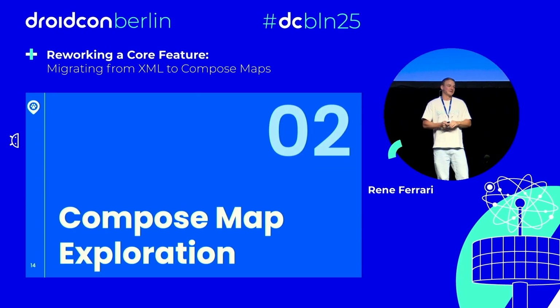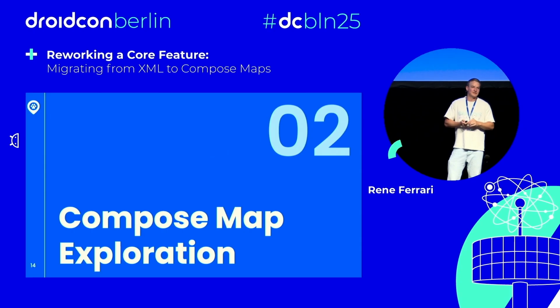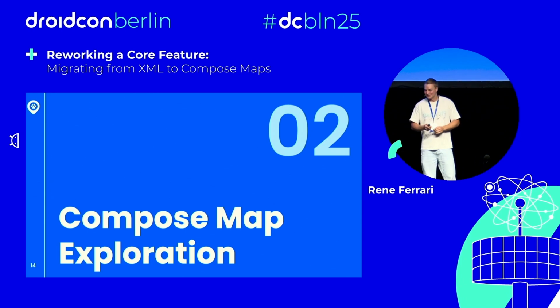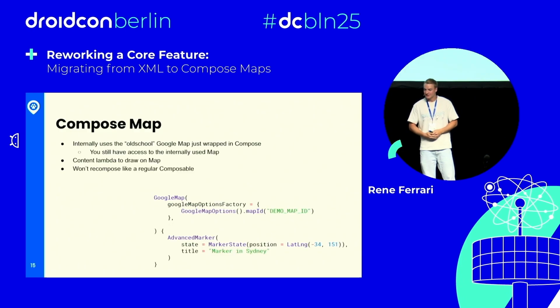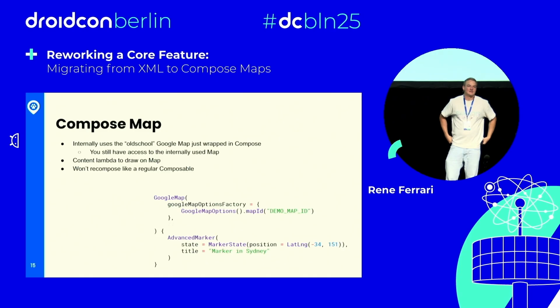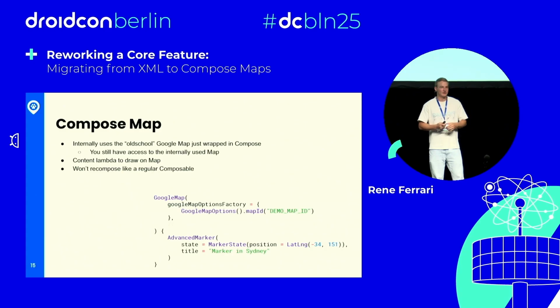So that's why I started with Compose map exploration, because I knew if this system changes, we're going to move to Compose anyway, so might as well do that. So first, if you look at Compose map, it's basically just a wrapper around the regular Google map you already use. You can still access the Google map internally, like you can have a map effect, it's called, and then you can modify the existing Google map easily.